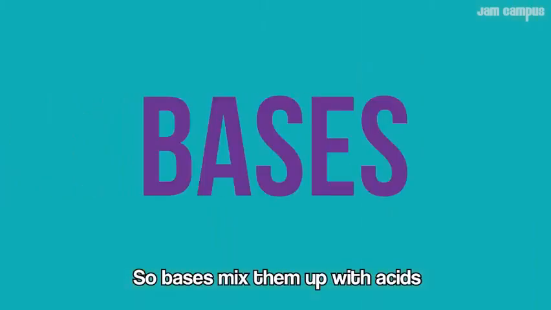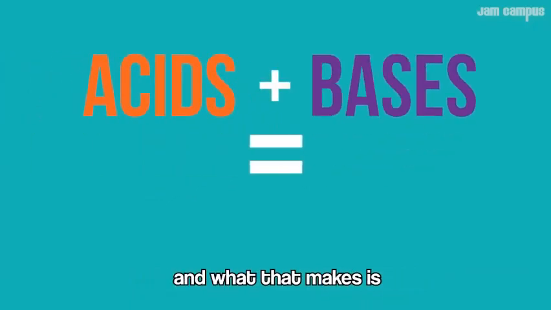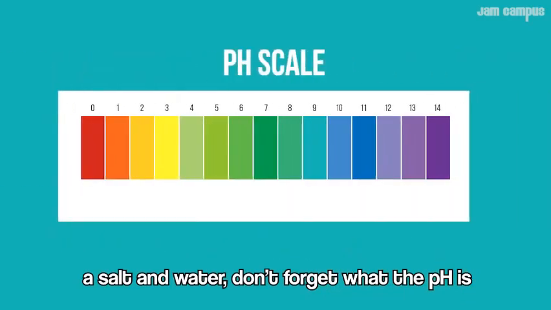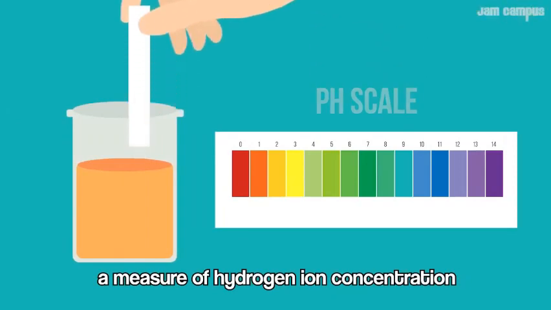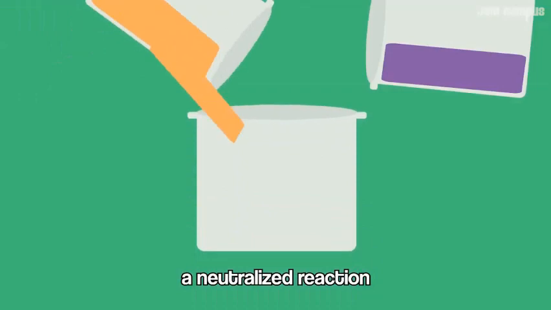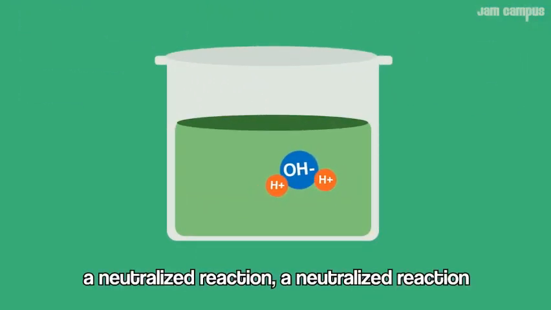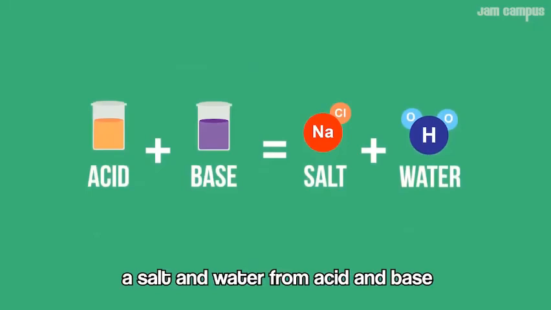So bases, mix them up with acids and what it makes is a salt and water. Don't forget what the pH is, a measure of hydrogen ion concentration in an aqueous solution. Neutralize reaction, salt and water from acid and base.